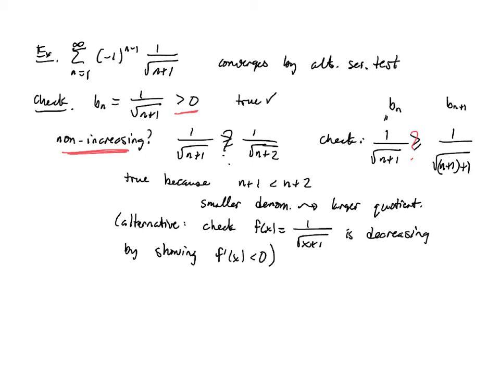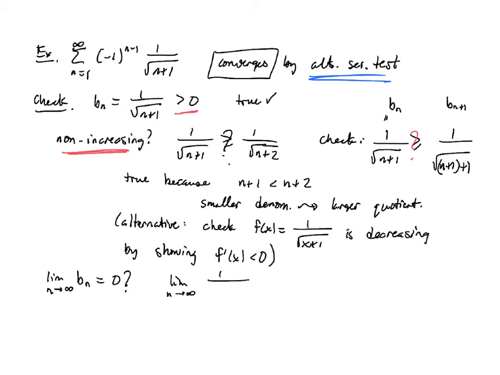And the last thing we need to check is that the limit as n goes to infinity of Bn equals 0. Right? That's the last thing, and then we get to apply the alternating series test in order to conclude that the series converges. And this one, checking that this limit is 0, so that's the limit of 1 over square root of n plus 1, and we know that the function 1 over square root of x plus 1, that definitely goes to 0.